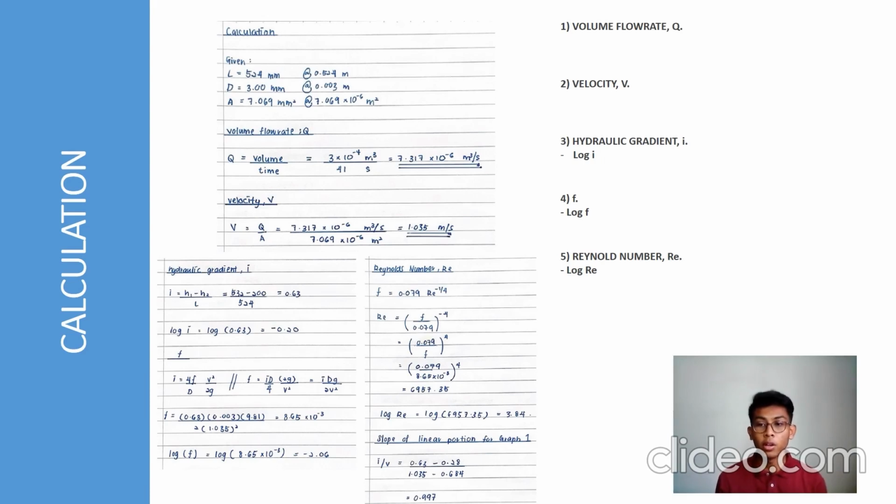Lastly, for Reynolds number, we use F equals 0.079 times Re to the power of -1/4. We derive the equation, and we get Re equals F over 0.079 to the power of -4. Then just substitute the value of F that we get from the data above, and we will get the value of Reynolds number for every data. For the log of Reynolds number, just insert the Reynolds number that we get from above, and we will get our log of Reynolds number value. So that's all for the calculation part.